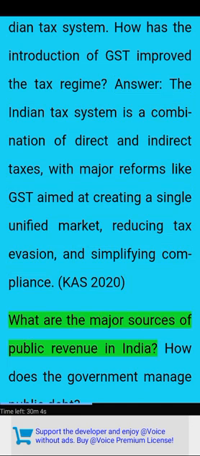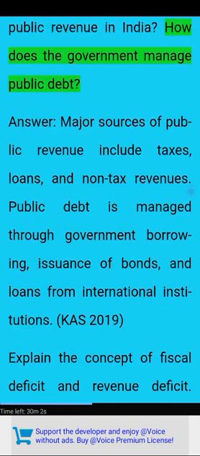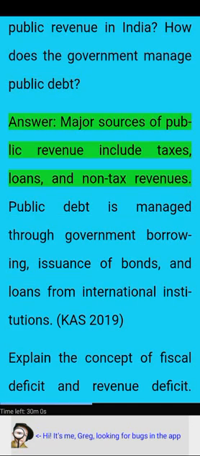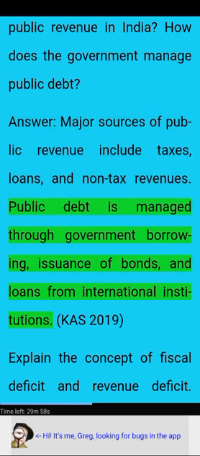CAS 2020. What are the major sources of public revenue in India? How does the government manage public debt? Answer. Major sources of public revenue include taxes, loans, and non-tax revenues. Public debt is managed through government borrowing, issuance of bonds, and loans from international institutions.